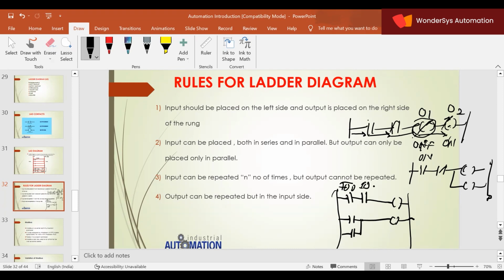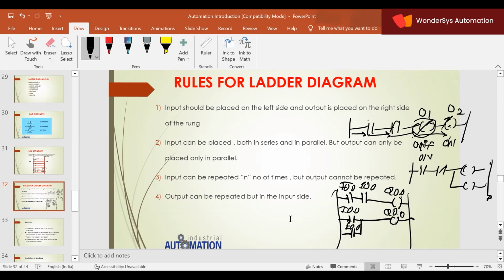Let's consider I0.0. In my whole program, I can repeat the input address I0.0, but I cannot repeat the output address. I have to use different output addresses. If I repeat the output address, the processor will get confused, and it will be fluctuating between these two conditions. Hence, we can repeat the input address, but we cannot repeat the output address. Understood?